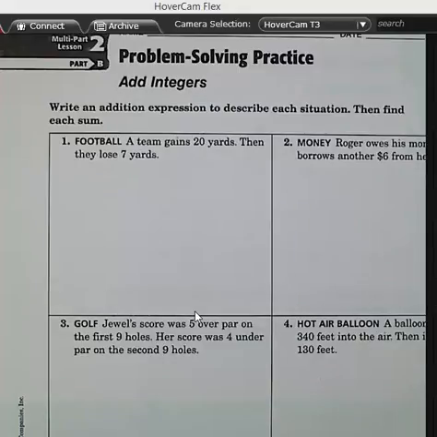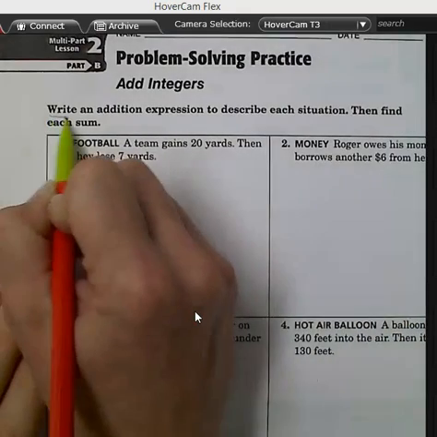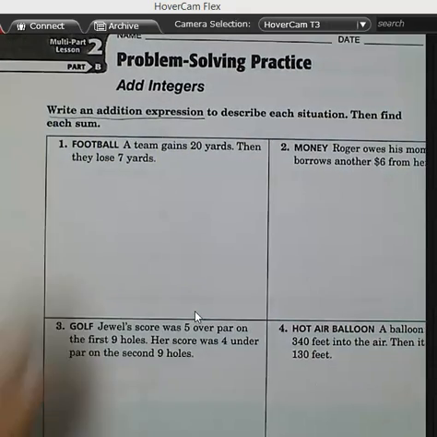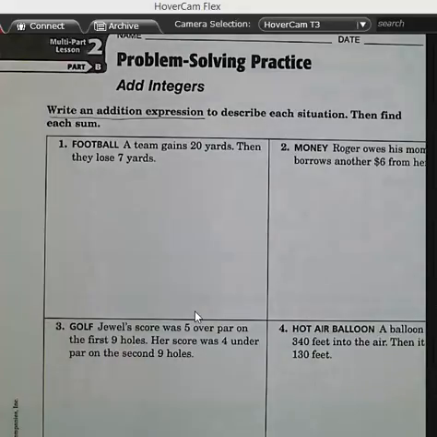And so, in the first set of directions, Justice, tell me what's the verb asking us to do? Write and describe. No. Write what? Write an addition expression. Good. Do they want us to actually describe anything? No, that's not a verb. So sometimes when it says describe, it is a verb, but in this instance, it's not.